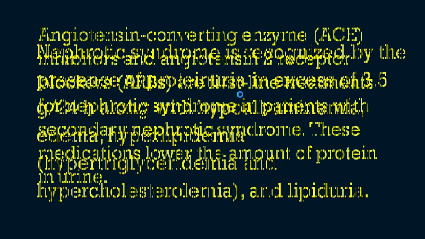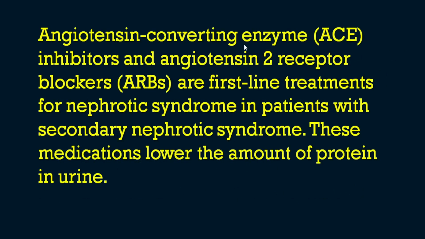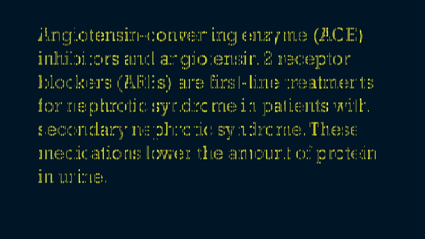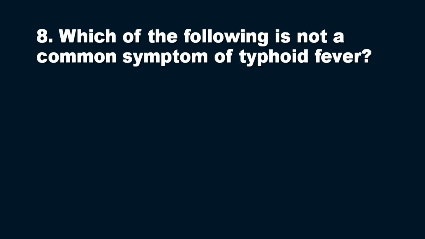So coming to the question, angiotensin converting enzyme inhibitors or angiotensin 2 receptor blockers are the first line treatment for nephrotic syndrome in patients with secondary nephrotic syndrome. Okay, these medications lower the amount of protein in the urine. So the amount of protein in the urine can be reduced with the help of angiotensin converting enzyme inhibitors. Okay. So that's all regarding that question.